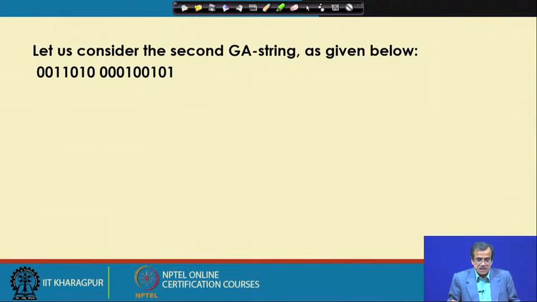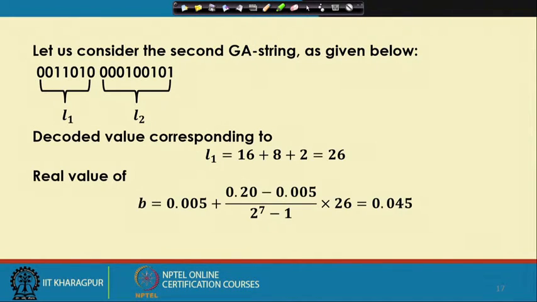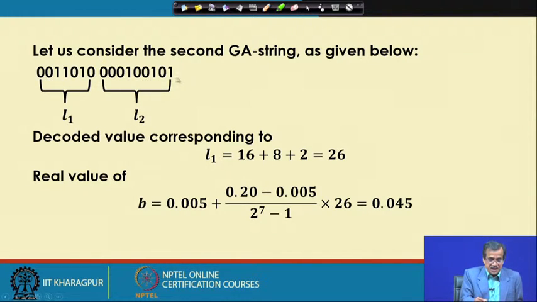Now, I am just going to concentrate on the second GA string. I have already mentioned that the population size is equal to 6, that means there are 6 such GA strings, and corresponding to the first GA string, we have already calculated the numerical values for the fitness. Now, I am going to see how to determine the value of the objective function corresponding to the second GA string. The second GA string generated at random is something like this. Now, I am going to use the same procedure.